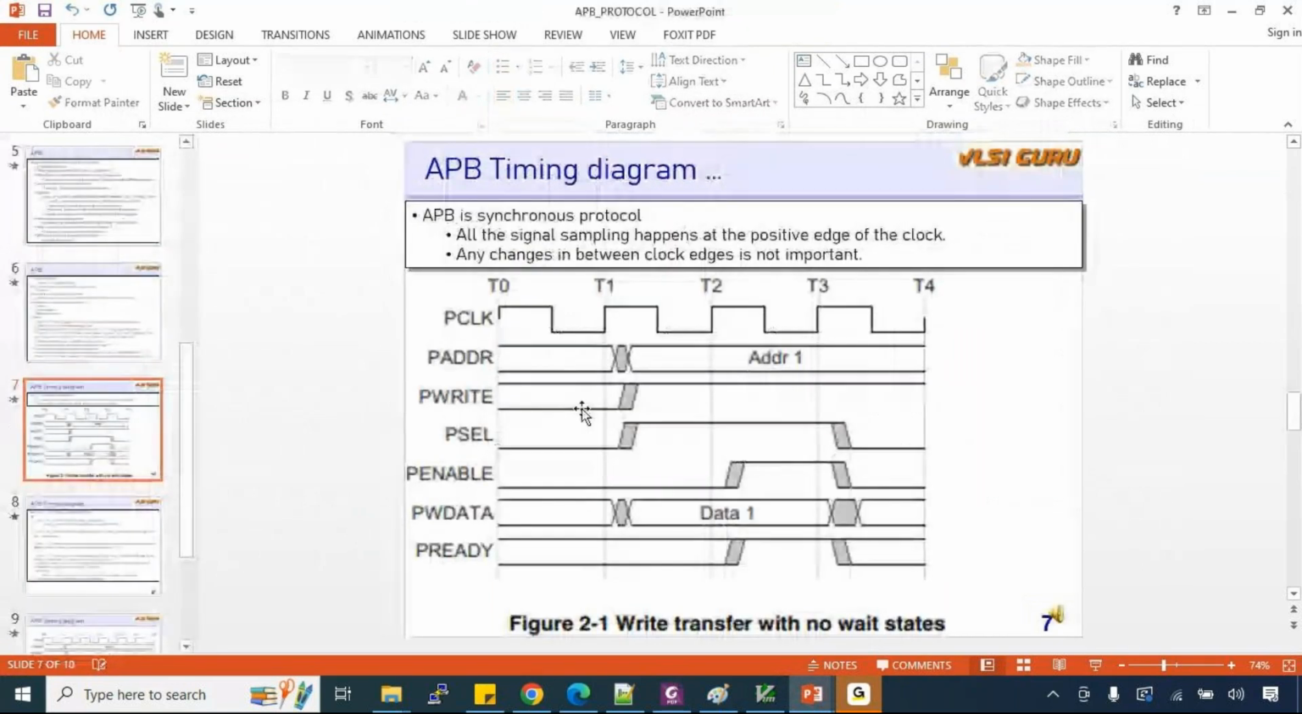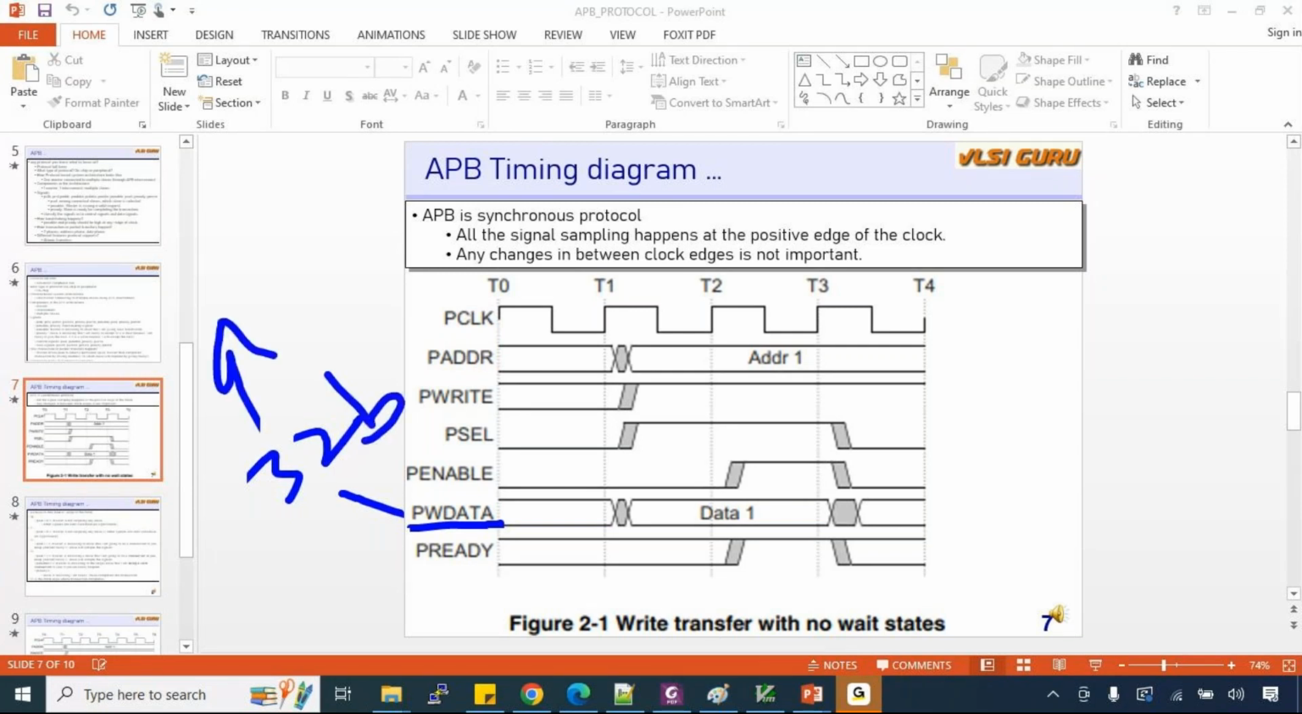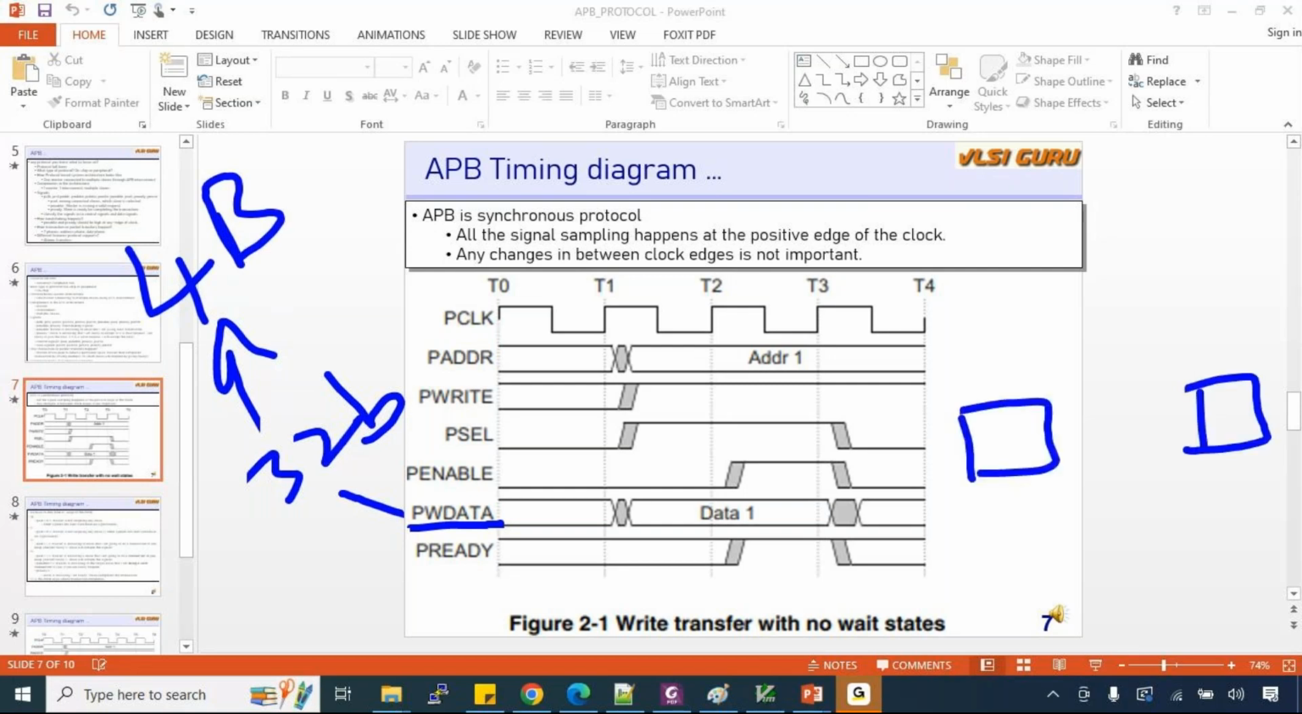Assume that PWDATA is 32 bits wide. How much bus width? 32-bit width. That is 4 bytes. From master to slave, I want to send 100 bytes. Using the APB protocol, how many clock cycles is it going to take? Please do that calculation, everyone.